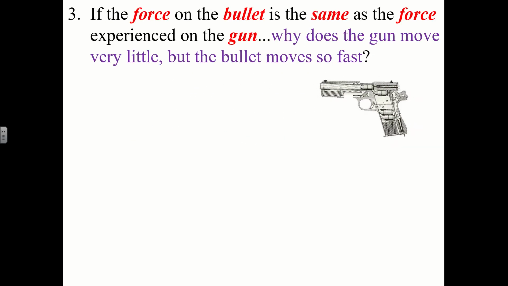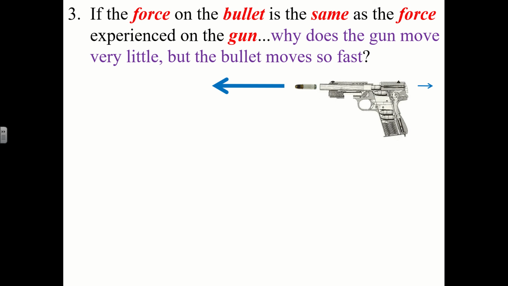So think of it in terms of a gun. If the force of the bullet is the same as the force experienced in the gun, why does the gun move very little but the bullet moves so fast? When you fire a gun, it's not just pew pew pew like in the movies. There is always some kind of recoil from the gun, which always happens. It's kind of weird to think about though. How come the recoil doesn't go as fast as the bullet?